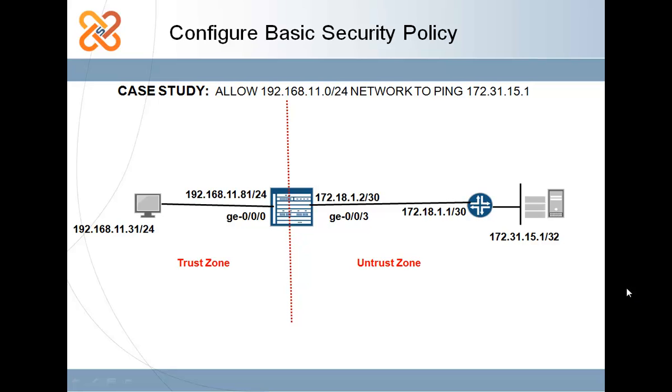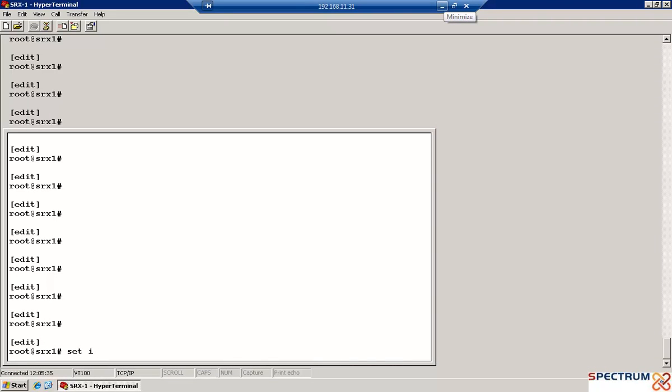We are going to configure the interface GE0/0/0 with an IP address of 192.168.11.81, and we are going to place this interface in the trust zone. Then we will configure the interface GE0/0/3 with an IP address of 172.18.1.2, and we'll place this interface in the untrust zone. Then we'll configure a policy allowing computers in the 192.168.11 segment to ping the server 172.31.15.1. So let's go ahead and start configuring the devices.